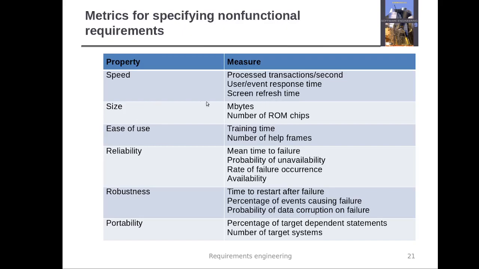So size can be measured in bytes or whatever is specified. Ease of use is measured as we have seen, by training time. Reliability is mean time to failure or availability. Robustness means time to start after failure. Portability can be measured in terms of the number of target systems or the percentage of target dependent statements. Okay, so these are the ways you can measure the non-functional requirements.